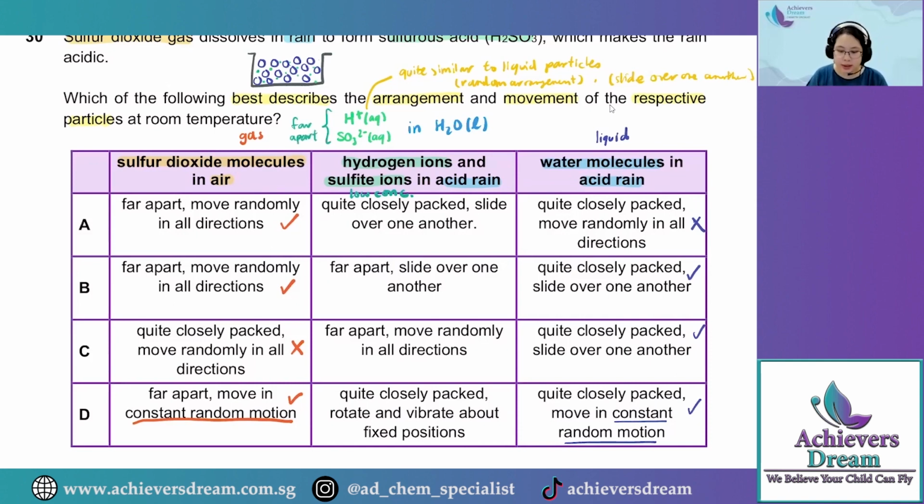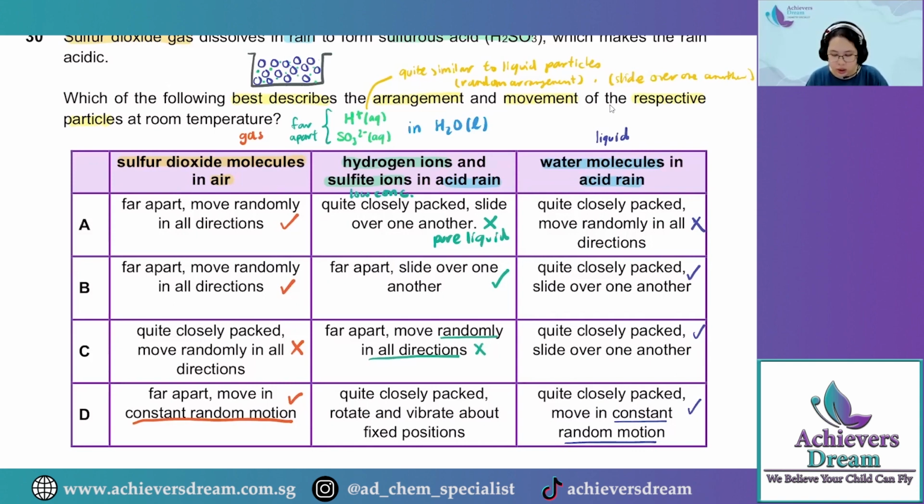So which one of these statements is correct? A, quite closely packed, slide over one another. This is not very accurate because this is closer to a pure liquid. B, they're far apart and they slide over one another. This is correct. C, far apart and move randomly in all directions. This is incorrect because they do not move randomly. They slide over one another like liquid particles.